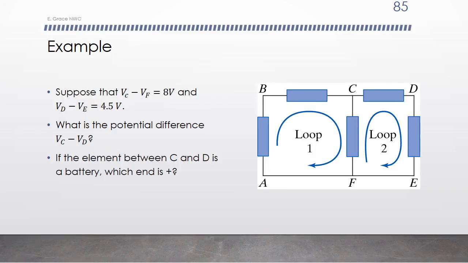So here's an example. Suppose that VC minus VF, so we would be going from F to C, is equal to 8 volts, and VD minus VE is equal to 4.5, so here to here. What is the potential difference VC minus VD? So here to here. If the element between C and D is a battery, which end is positive?